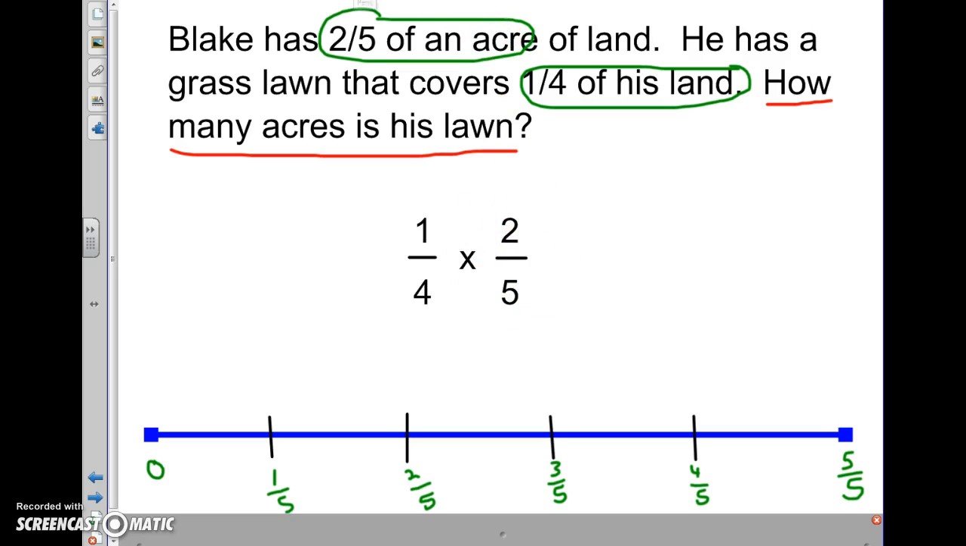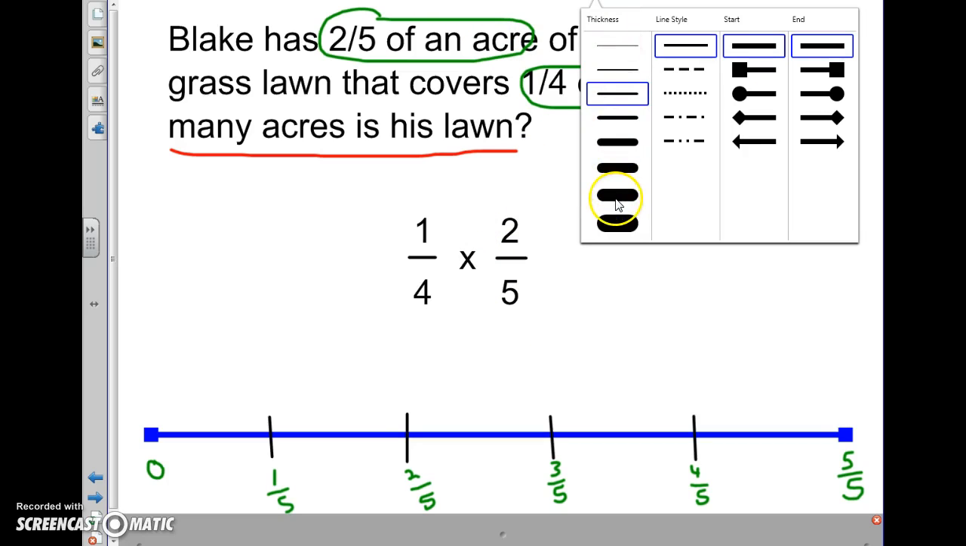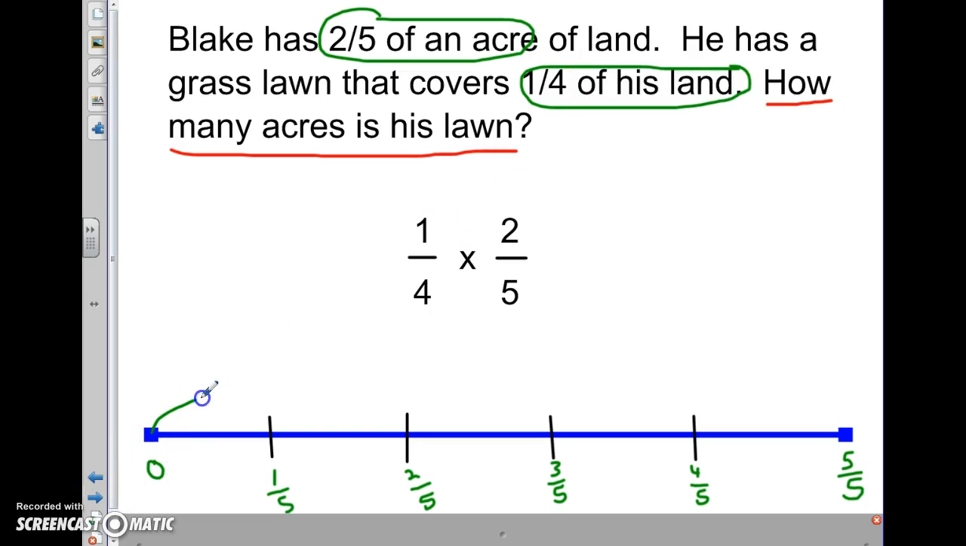Remember that this factor I'm looking to represent is 2/5, so I'm going to circle 2 of these sections. Some people I saw the other day did this, which is kind of cool: hop, zip, and jump, and then went underneath 2. So we're showing that there's 2/5. This is his entire land, so if this entire line is 1 acre, then these circled sections represent Blake's land. He has 2/5 of an acre.